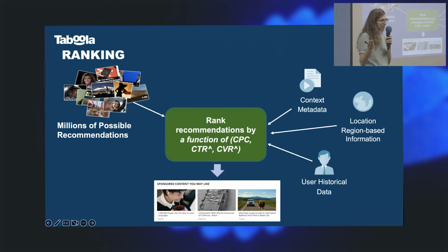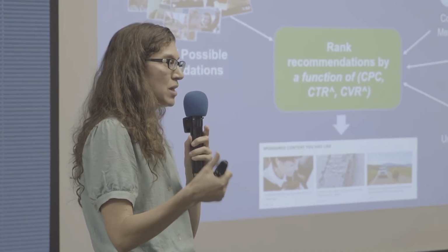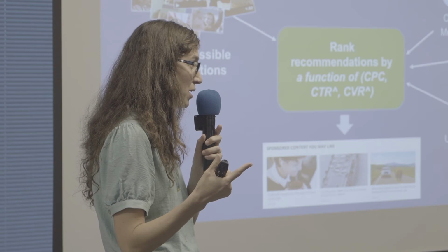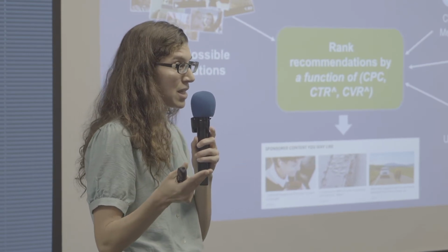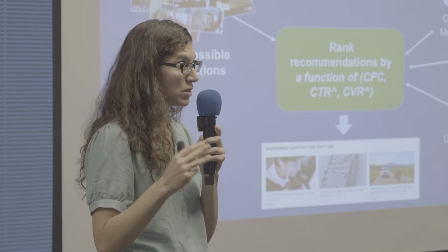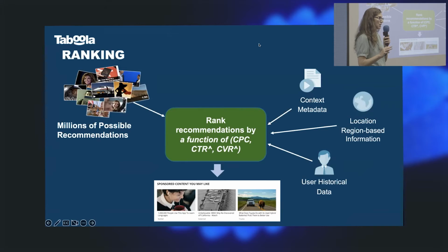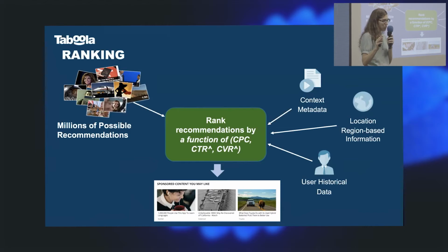Now, best is a tricky question because we have different stakeholders that we want to make happy. We want to make the user happy, we want to make the publisher happy, and we want to make the advertiser happy. And sometimes they want different things. Okay, so we have this ranking function. This is like the happiness function. It wants to make everybody most happy.